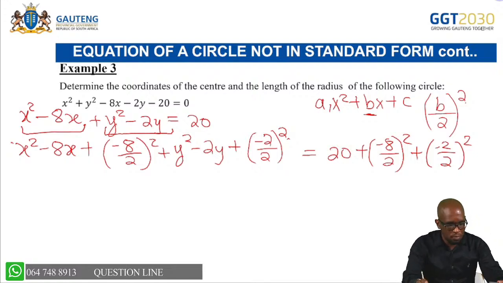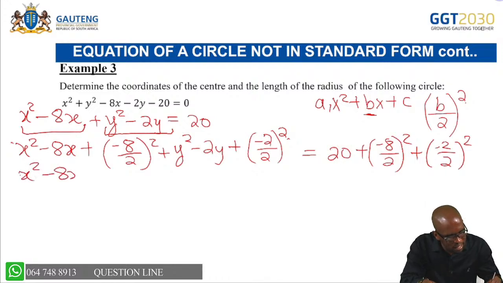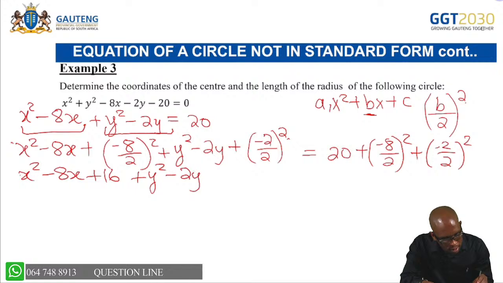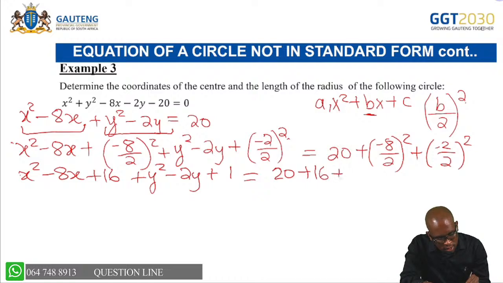And now we're going to simplify. Simplifying this, we obtain x squared minus 8x, and minus 8 over 2 gives us minus 4. Minus 4 squared gives us positive 16. Plus y squared minus 2y, and minus 2 over 2 gives us minus 1. Minus 1 squared gives us positive 1. This would be equal to, on the right hand side, 20 plus 16 plus 1.